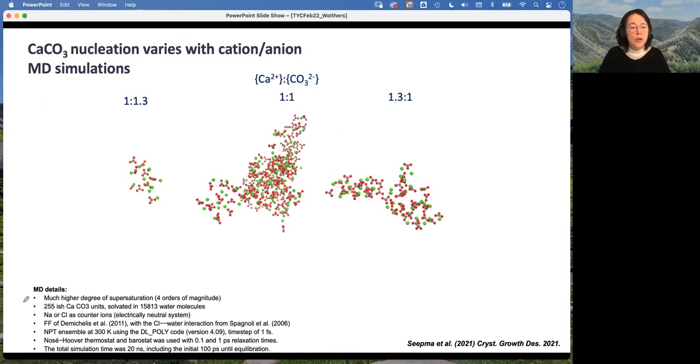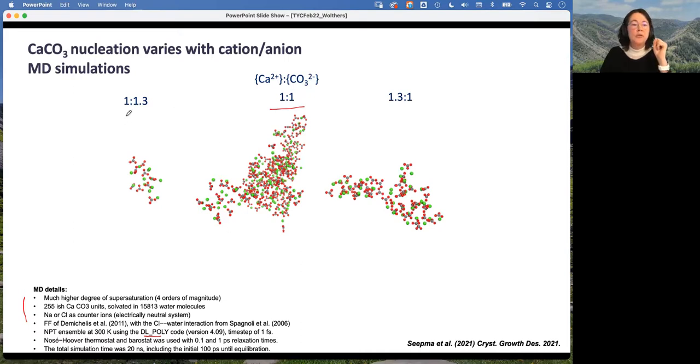These were done a while ago when we were still using DL_POLY mostly. And this work was done by Sergio Ruiz Hernandez. It's important to realize that these simulations were done on, of course, much smaller systems and much higher supersaturations than the experimental results I will show next. But what we saw was, if we have a perfectly stoichiometric 1-to-1 calcium carbonate solution with all the ions fully solvated, then within 20 nanoseconds, we see these kinds of large cluster sizes forming.